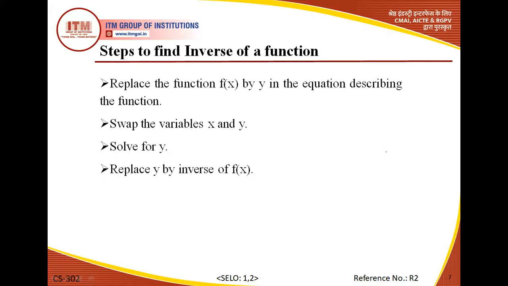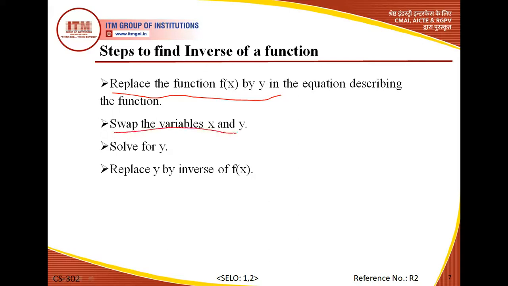So if you're given the definition of a function, then how to find the inverse of it? Let's see. The first step would be to replace the function f(x) by y. Suppose f(x) is equal to x square. Then you would replace f(x) by y, so it would become y is equal to x square. So that was the first step.